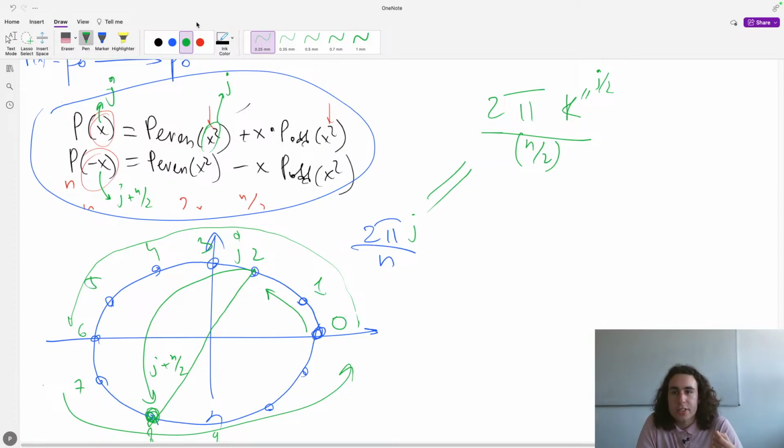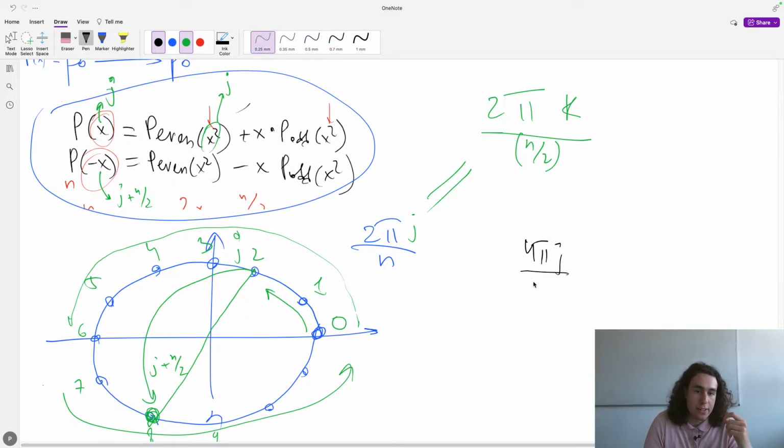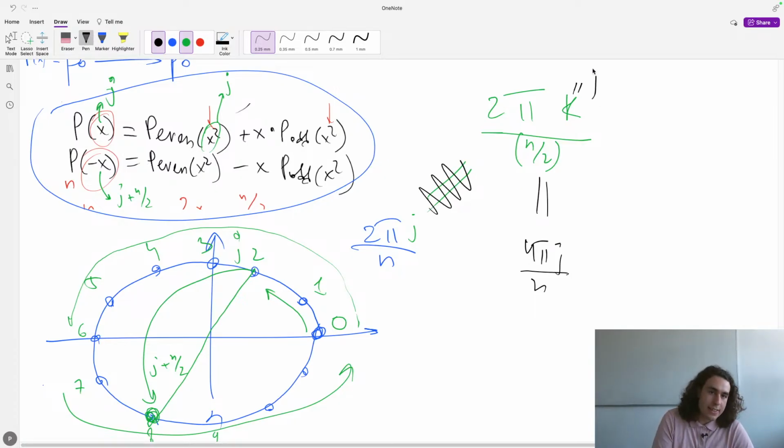But okay, we're interested in twice larger angle, right? Because we need x squared. X squared has angle 4 pi j over n, right? It's twice larger. So we want this value to be equal to that one. And then I want to say that if I put j here, this works, right? 2 pi j over n half is 4 pi j over n.